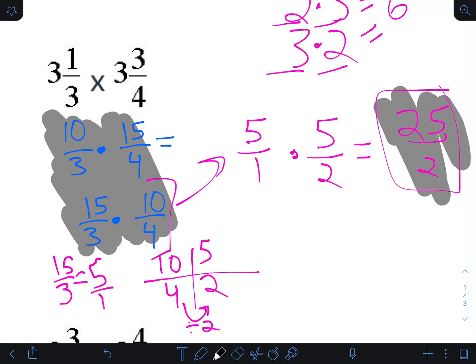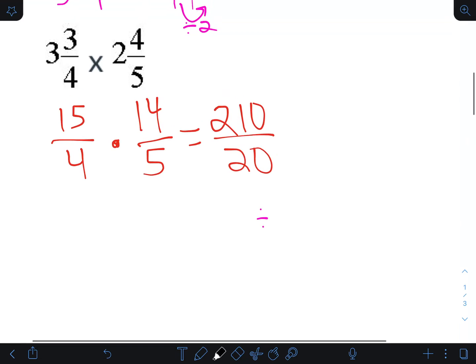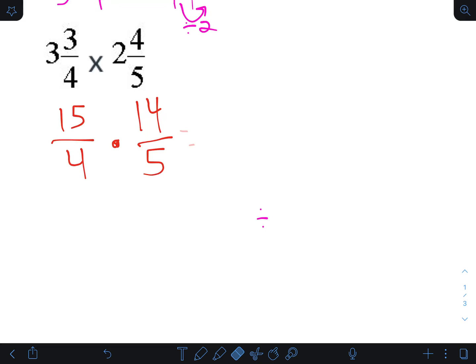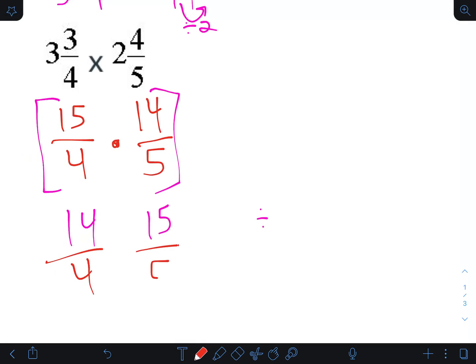Okay, look at that. Soak it up. Let's do another one. Same thing with this one. 210 over 20. That's a lot of work. I wonder if we could make it easier. So let's take a look at our fractions that we start with. 15 fourths cannot be reduced. 14 fifths cannot be reduced. So flip their numerators. Do 14 over here and 15 over here. 14 fourths, 15 fifths.